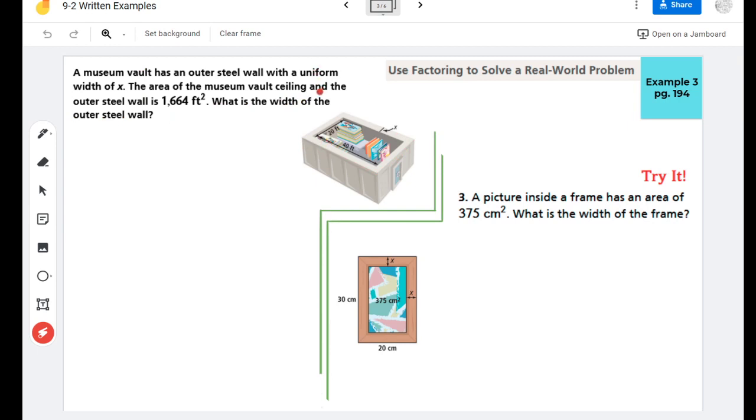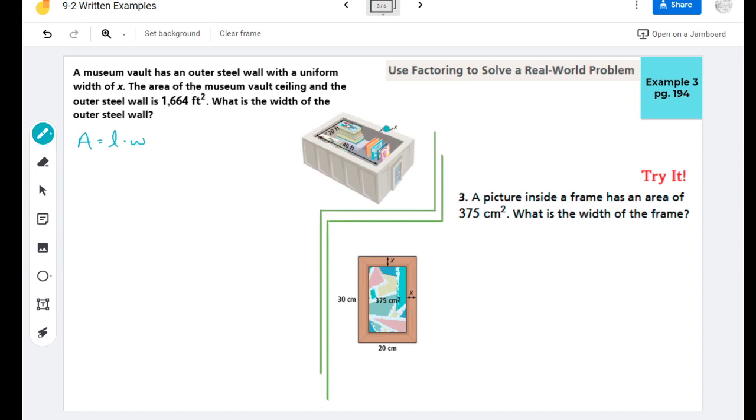All right. So the first thing is recognizing that this is a rectangle. And so what do we know about rectangles? Well, we know that their area is equal to their length times their width. So if I can get an expression that describes the length and the width, I can use this area equation to help me to determine that width of the wall, okay?